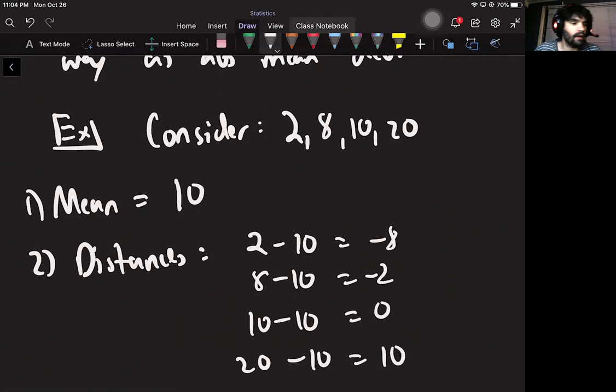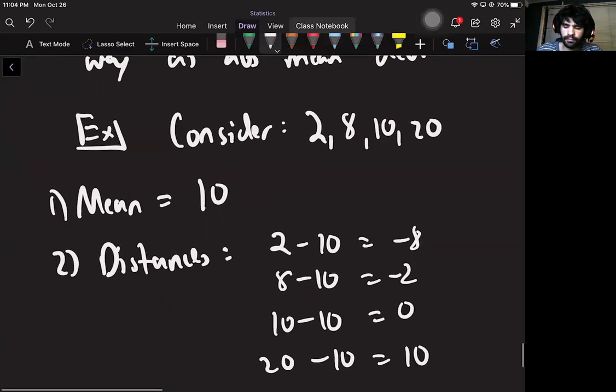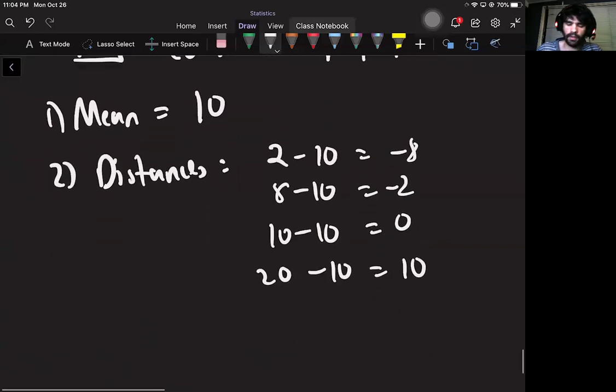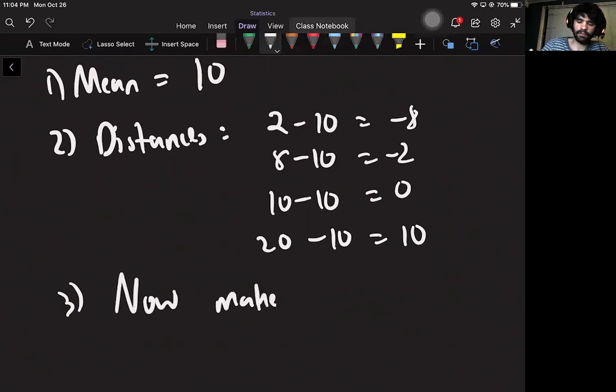Okay, and now instead of just making them be positive by just changing them into positive numbers, there's another way to turn a negative into a positive, and that is by squaring them. So now that's the difference. So now make these positive by squaring instead.